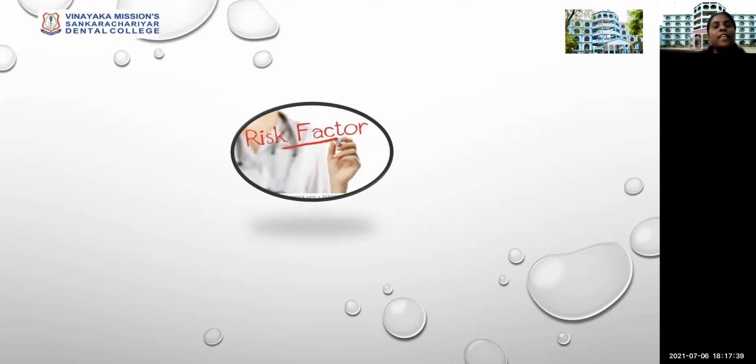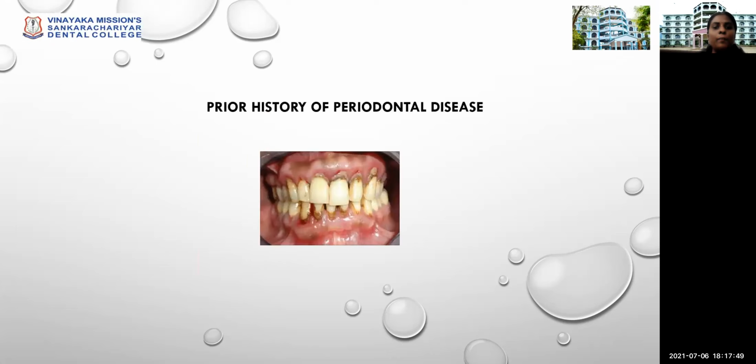And for any disease, there will be some risk factors or prediction. We can predict that if the patient is having this social problem or behavioral problem, he is more prone for chronic periodontitis. So what are these? Prior history of periodontal disease. If the patient has got all the symptoms of periodontal disease like gingival inflammation, pus discharge, and he has not undergone any treatment, then he is more prone for periodontal disease than a patient who has undergone periodontal therapy. So this is one of the predictors for chronic periodontitis.